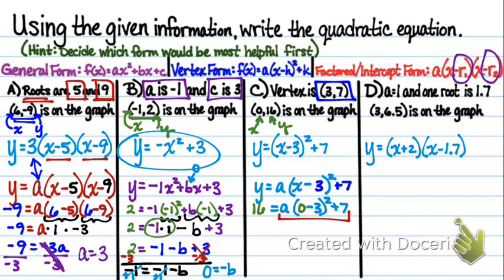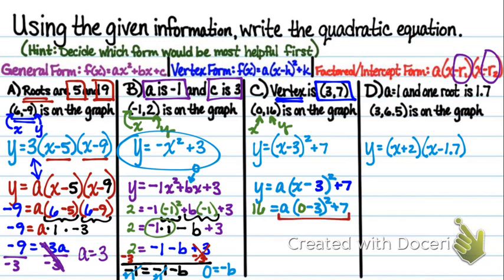I have a question. Does it matter which one you use for H and K and X and Y? You can only use the vertex for H and K. That's absolutely correct. Only your vertex can be used for H and K. That's absolutely right.